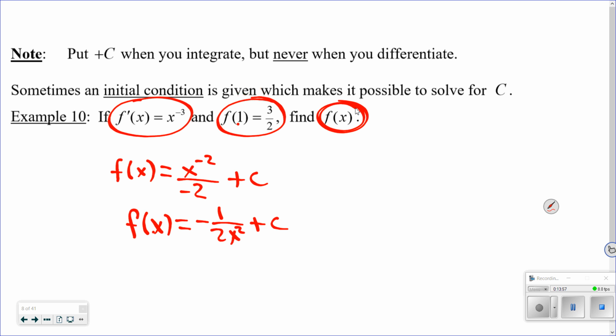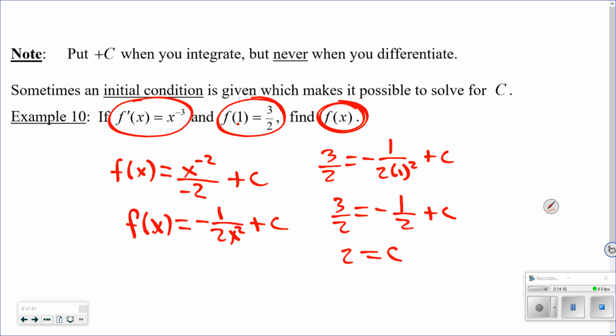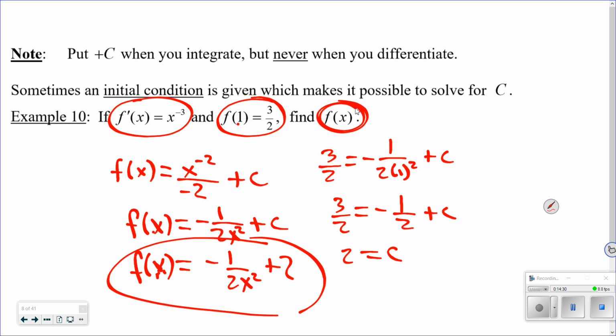So I'm going to say when I plug 1 in, I get 3/2. So 3/2 equals -1 over, I just need to work that out. So 3/2 equals a -1/2. I add the 1/2 over, that's 1.5 plus 1/2, so it ends up being, what, 2? So c is equal to 2. So my final function, f of x, is equal to -1 over 2x squared plus 2. Okay, so there's my answer right there.